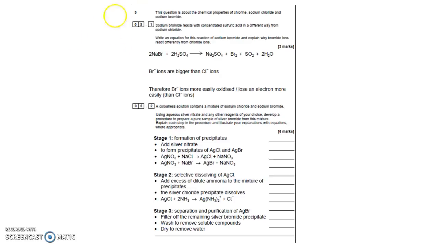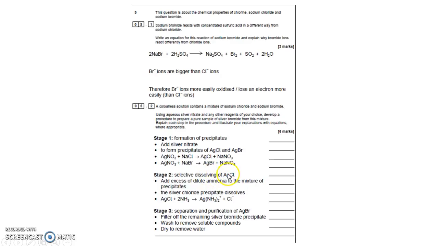Well, you don't need to list all of these, but you'd have to add some silver nitrate, and it's going to form some silver chloride and some silver bromide. If you know the formula of silver nitrate, AgNO3, and you know sodium chloride, NaCl, then you can work out the equations, and NaNO3 is sodium nitrate. That's got to be formed.